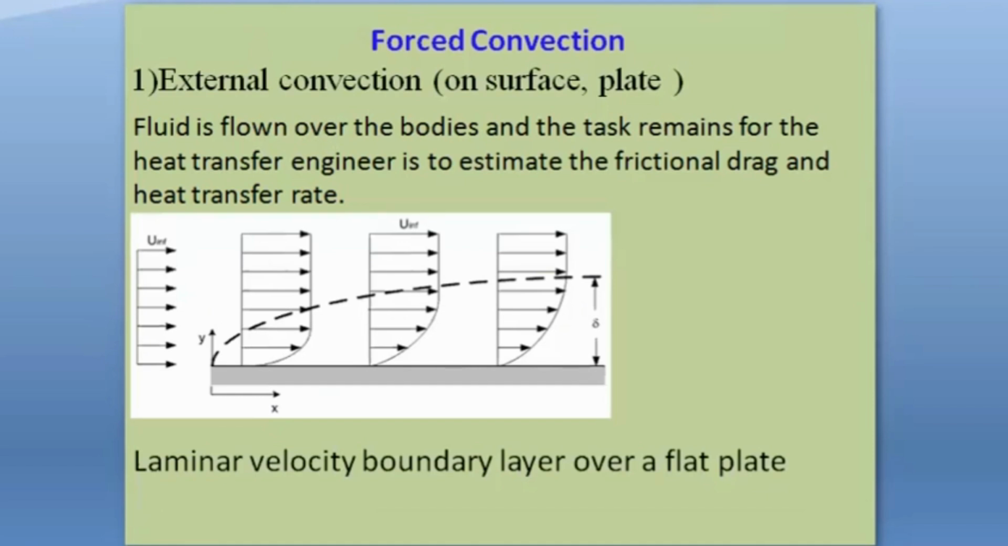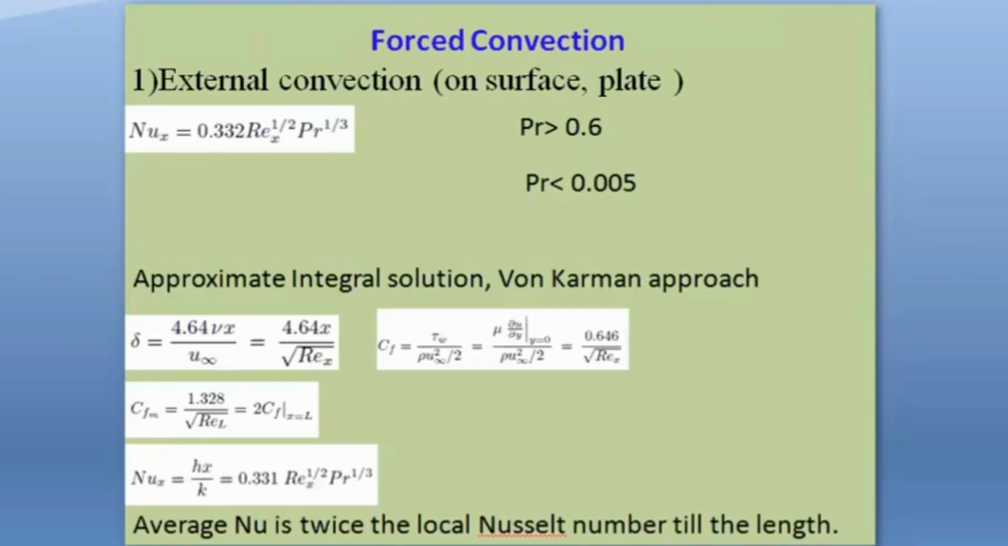Okay, so such a boundary layer is formed. If we solve the equations for this boundary layer, then we can get different parameters, like the equation for Nusselt number. We can get boundary layer thickness. Then we can get skin friction coefficient. Then we can get average Nusselt number. Our interest is what? In heat transfer, average Nusselt number.